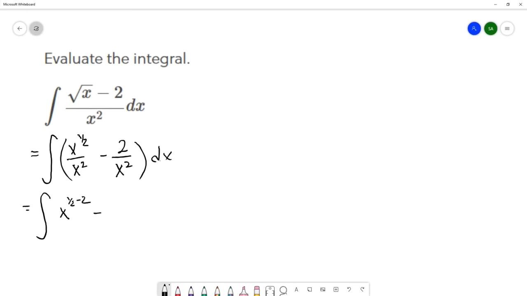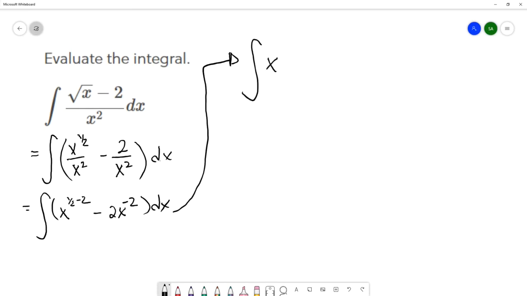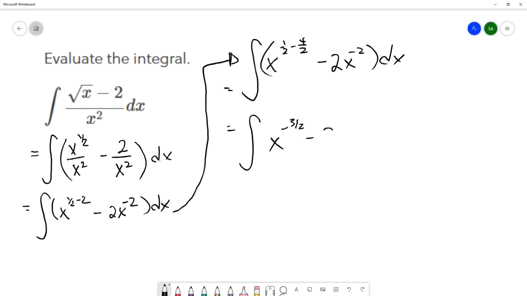And on the other term, I would write that using a property of exponents to make that x to the negative 2. So this is the integral of x to the 1/2 minus 2, that's 1/2 minus 4 over 2, and that is the integral of x to the negative 3/2 minus 2x to the negative 2 dx.